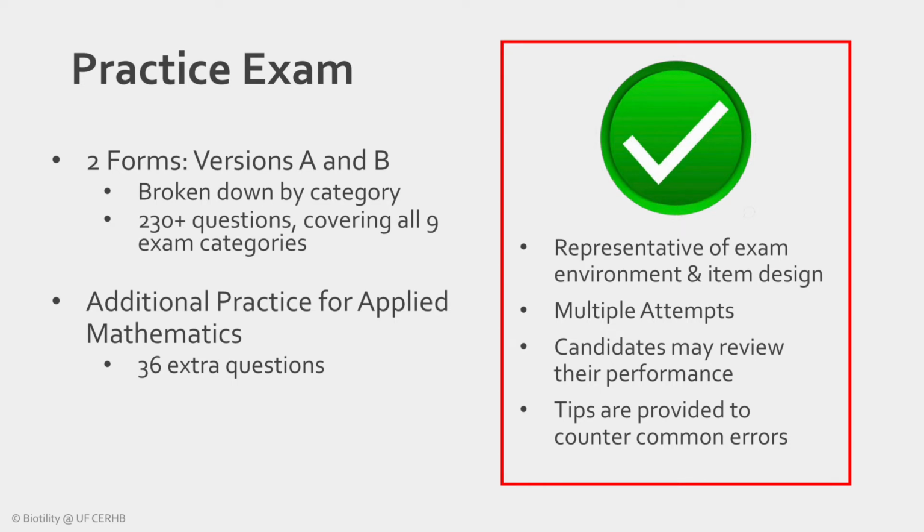The practice exam modules are basically broken into 3 parts, right? There are 2 forms of the exam, a version A and a version B. Similar to the learning confidence activity, these are all broken down into individual quizzes based on each of the 9 categories that the base contains. Between both version A and B of the exam, there are over 230 questions that cover all 9 of the exam categories.